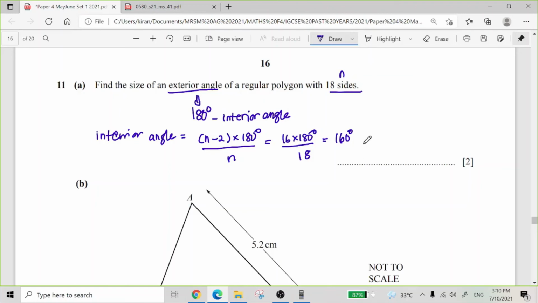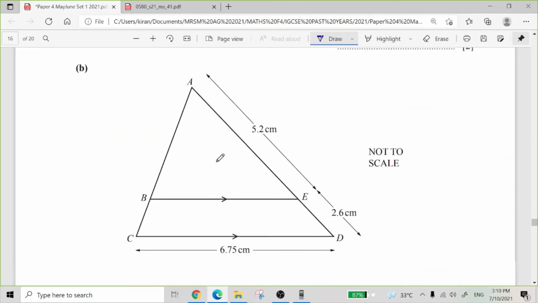Okay, so what we get here is 180 minus 160, so the answer is 20. So we go to question B.